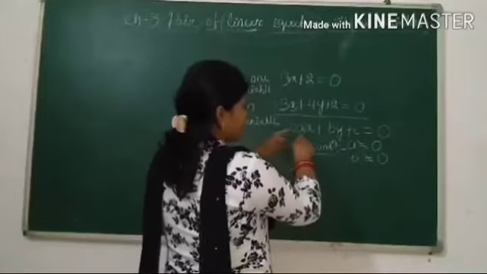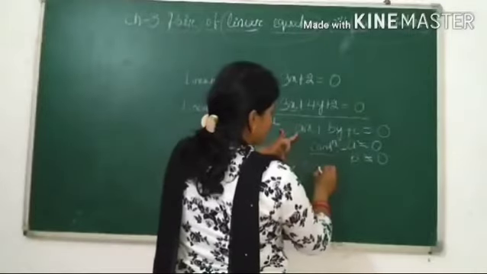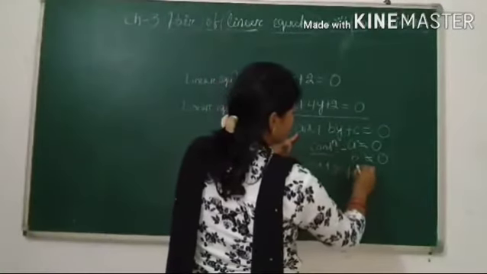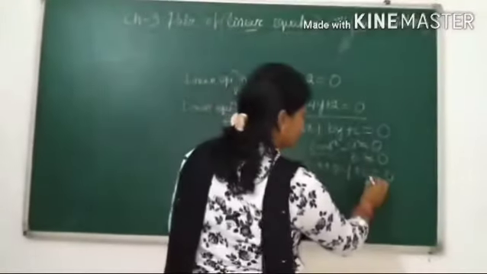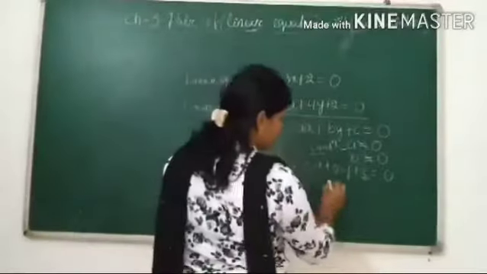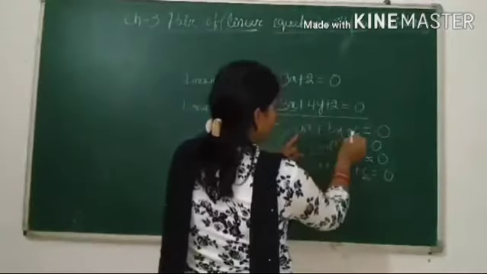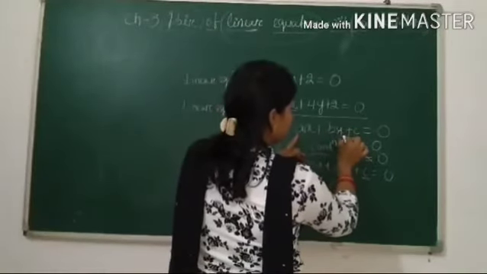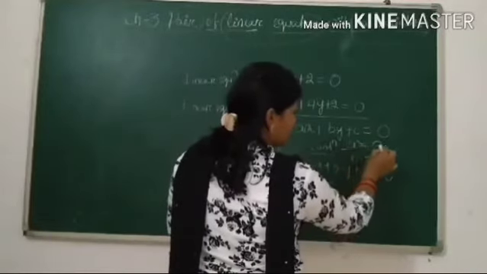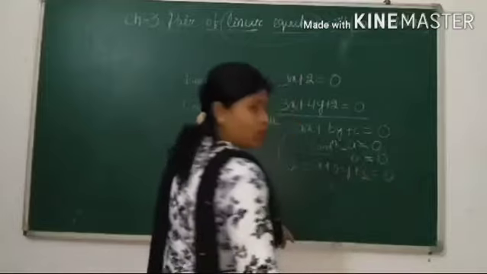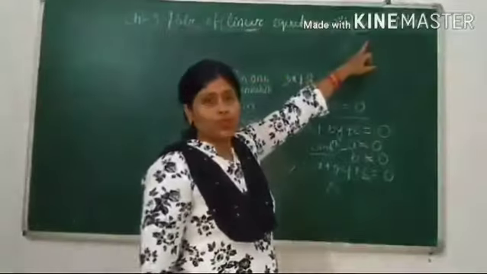Suppose I put 0 in place of a and b. Then I will get c is equal to 0. C is a constant, so it is not a linear equation. So this is the general form of a linear equation, ax plus by plus c is equal to 0, and your condition is a should not be equal to 0, b should not be equal to 0. Okay, understood? Linear equation with two variables.